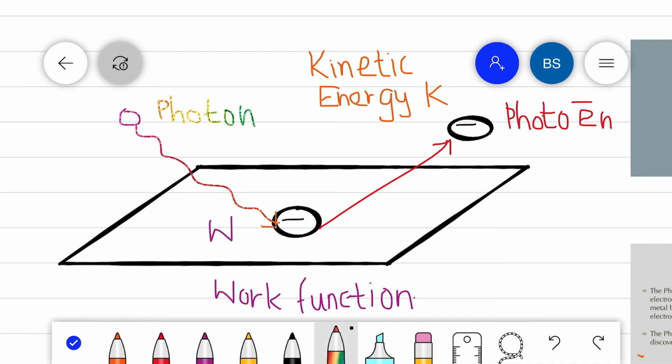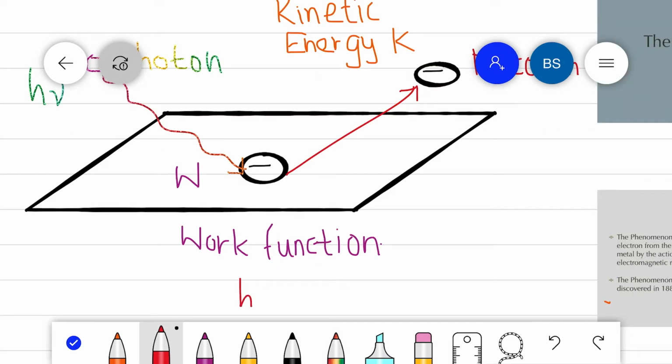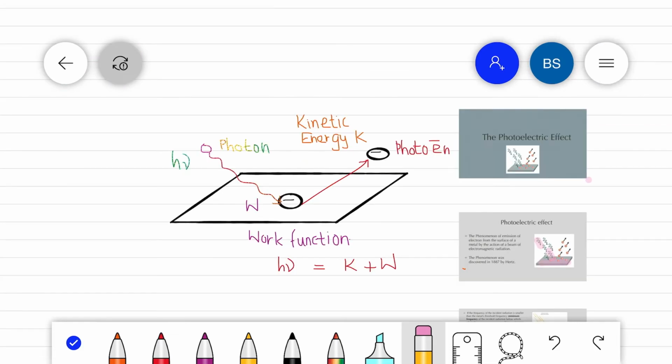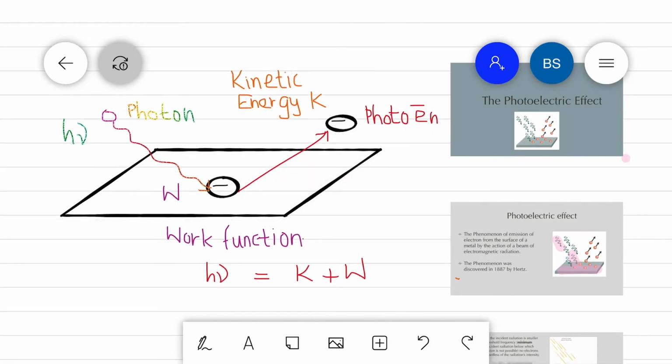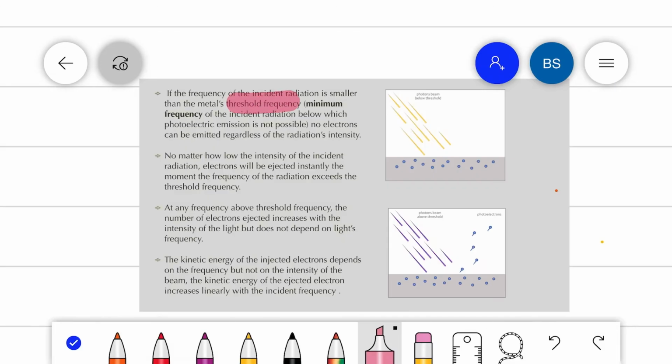Let's say the energy of the photon is h nu. So we can write h nu is equal to K plus W. That is, the total energy of the photon is used as the work function and for the kinetic energy of the photoelectron. This ejection of electrons can happen only if a photon of the right kind is incident on the metal, which means the photon should have a minimum frequency below which photoelectron emission is not possible, and this frequency is known as the threshold frequency.